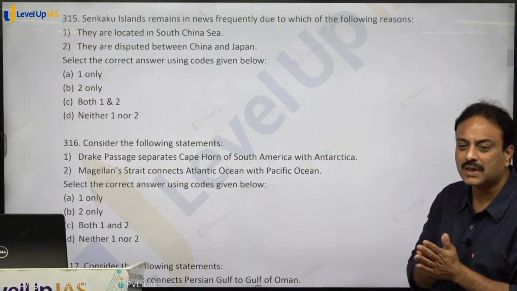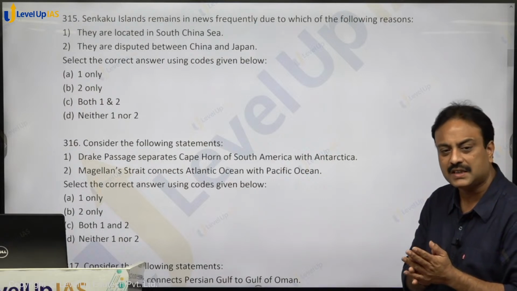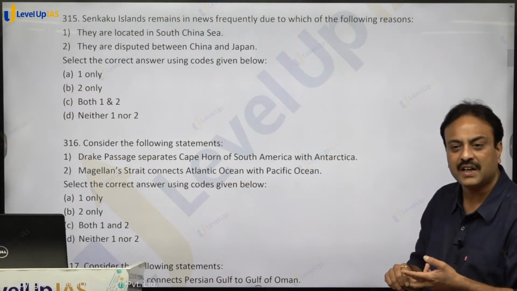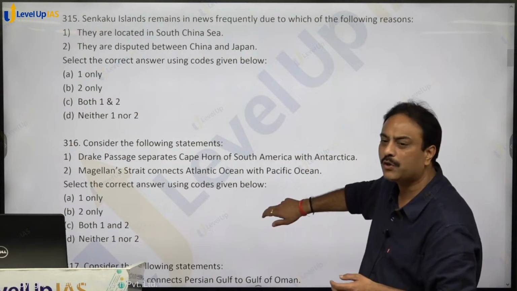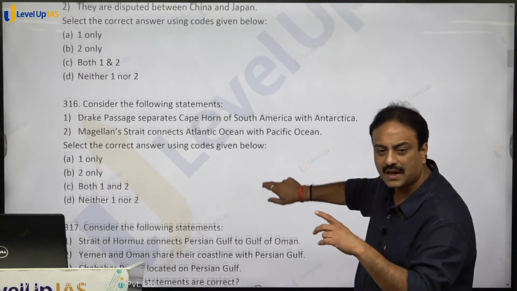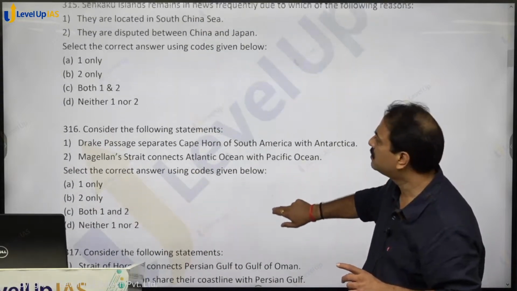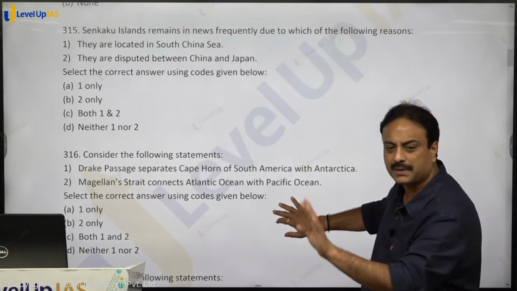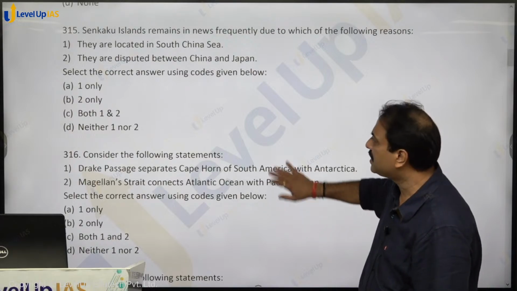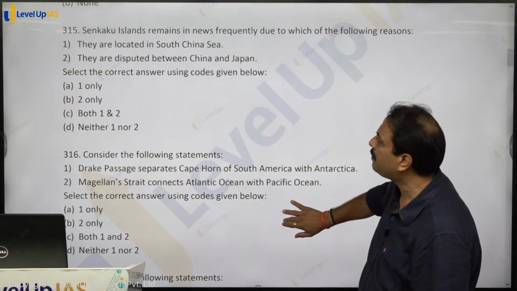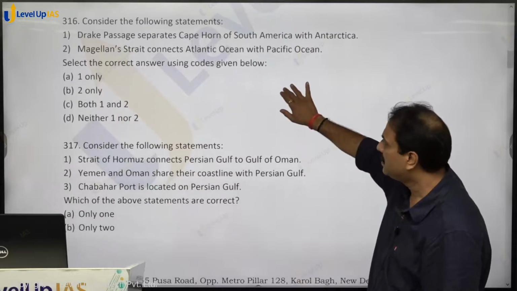They are located in South China Sea. No, they are located in East China Sea. They are distributed between China and Japan. Correct. So both 1 and 2, option C, C for cat, is the right answer. This question we have already discussed. So, yeah, 2 only. Option B, B for boy, shall be the right answer. They are located in East China Sea. So option B, B for boy, is the right answer.